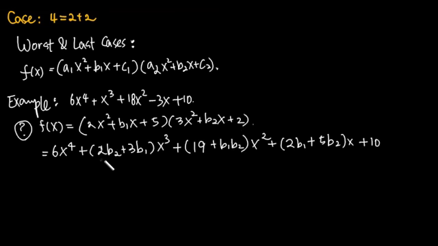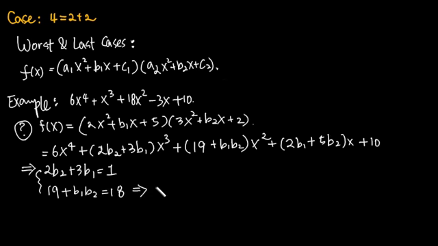Okay, these are the coefficients I have. The coefficient of x to the third is 2b2 plus 3b1. The coefficient of x squared is 19 plus b1 times b2. The coefficient of x is 2b1 plus 5b2, and the constant is 10. So the next step, of course, is to compare. We compare these with the coefficients of x to the third and x squared. So the coefficient of x to the third, 2b2 plus 3b1, is going to be 1. And the coefficient of x squared, 19 plus b1 b2, is going to be 18.